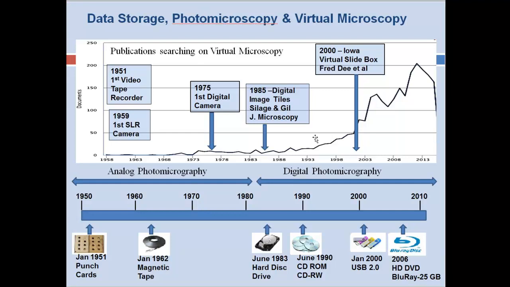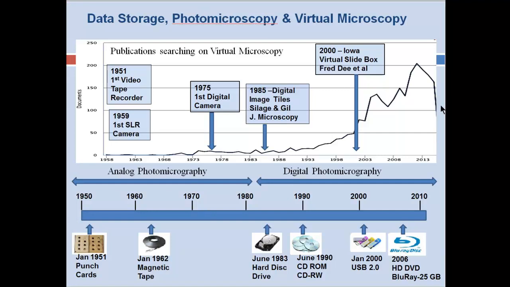And so virtual microscopy really took off after Silage and Gill in 1985 developed the first apparatus to not just take a still shot through the microscope, but actually scan the whole specimen and then put all the little tiles together and make a huge image that you could zoom in and pan around. And then Dr. Fred D., one of my colleagues, a pathologist in Iowa, put up the first collection of histology and pathology slides on the internet. And that collection you actually have access to. So you can see how the publications grew.